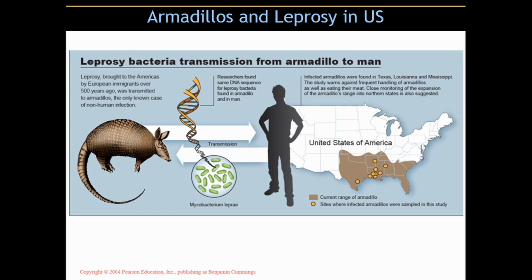In the United States, you can see on that map where the cases are. And notice these are sites where infected armadillos were sampled. So these are just where we found infected ones in a particular study, but there may be many, many more because those areas just haven't been researched and those armadillos haven't been sampled. But we found it in Texas, Louisiana, Arkansas, Mississippi, and so on. So these are where we're finding the most infected armadillos.